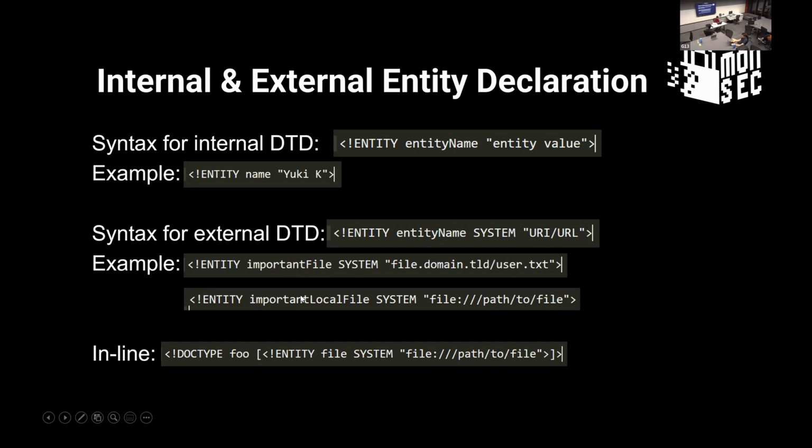So for example, you can import a file from a website or web server using the domain and things. And you can actually import a local file as well using the file URI. And you can do this entire thing in one line, starting with DOCTYPE. And then as a value, you put the entity in there.